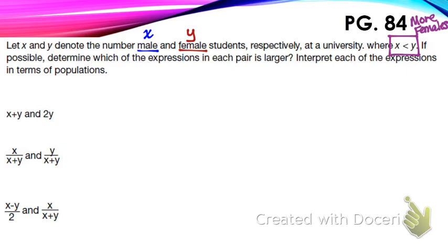Now, can you tell which one of those would be bigger? The females in general? Like which? Okay. Yeah. 2y. You're saying that this one would be bigger than this one. It doesn't matter how many males, how many females. We know that at this university there's more females.